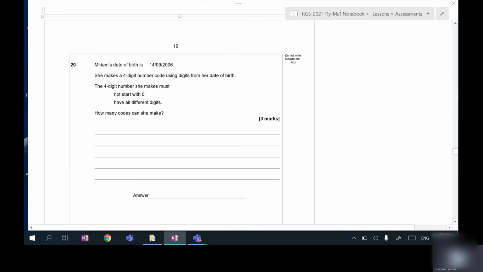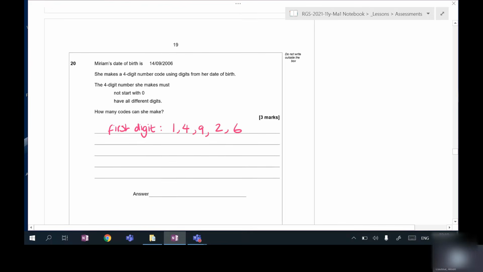Right, Miriam's birthday is the 14th of the 9th, 2006. She makes a 4-digit number code using digits from her date of birth. The 4-digit number she makes must not start with a 0. It has to have all different digits. How many codes can she make? So it can't start with a 0. So it has to start with 1, 4, 9, 2, or 6.